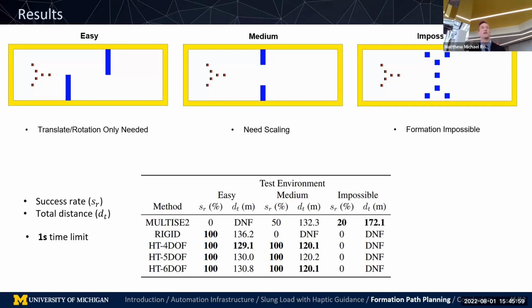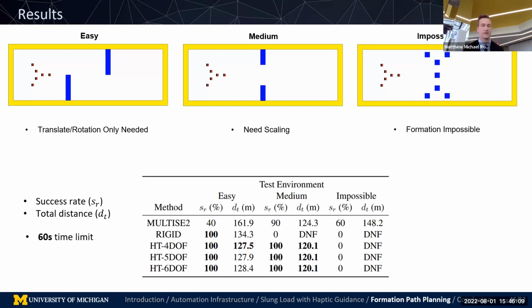However, it's only the best method in scenarios where it could successfully maintain a formation, whereas the standard Multi-SC2 was able to find a solution in that impossible domain. And it's still effective even after 60 seconds. Even after 60 seconds, the Multi-SC2 for some reason could not find a solution for all of them. Out of 10 runs, it only had a subset to be able to find them. And you can see that the 3 methods kind of converge on that 120.1 for that medium case. So they're having fairly similar motions at the end.